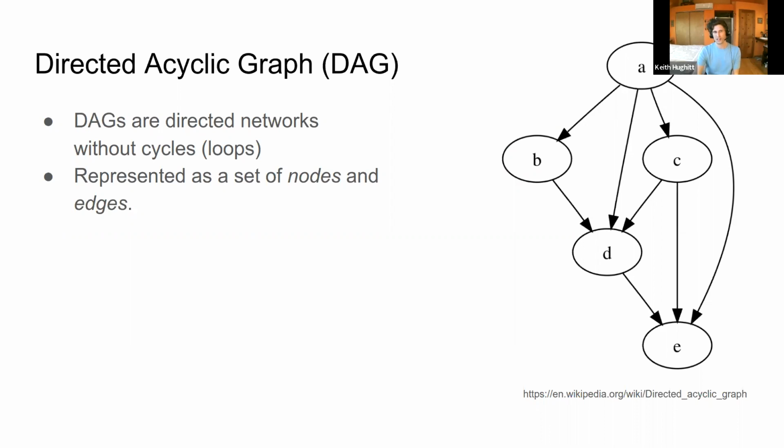And these are represented as sets of nodes and edges. Nodes you'll sometimes see referred to as vertices, and edges as links. And there's some other terminology, but those are the common ones.